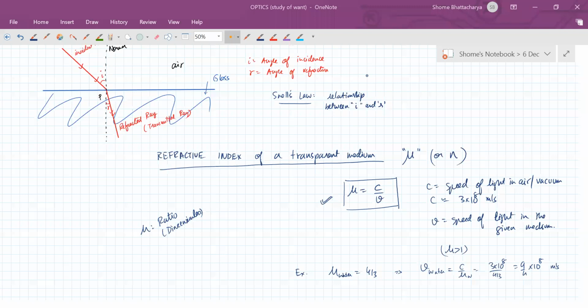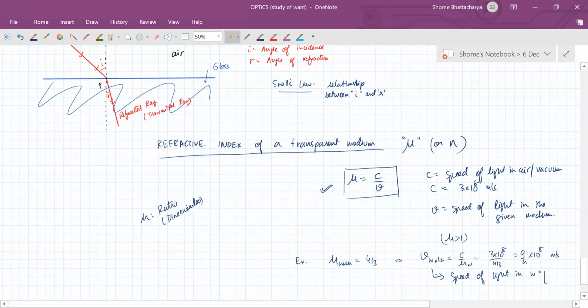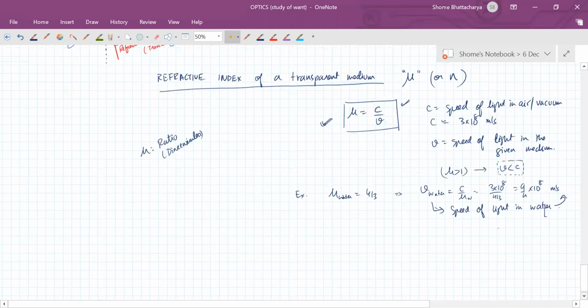We'll come to Snell's law. Okay. So this is the speed of light in water. So this is the significance of this formula. That's why mu is always greater than 1. That means v is always less than c. In any refractive or transparent medium, the speed of light becomes less than the speed of light in air or vacuum. Okay, so this is the definition of refractive index.